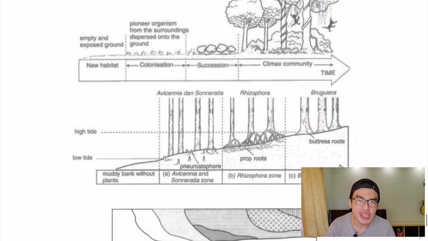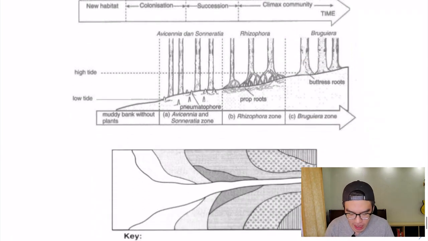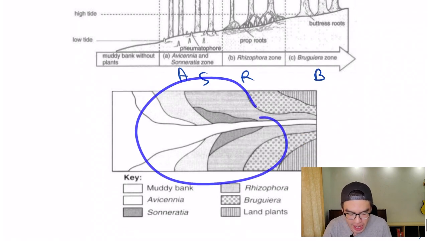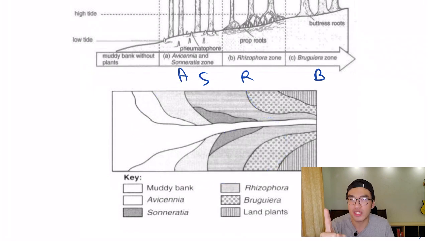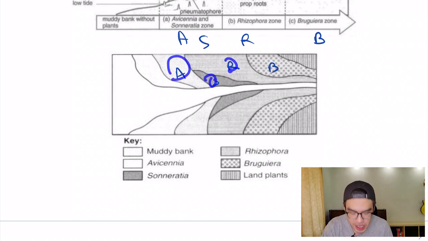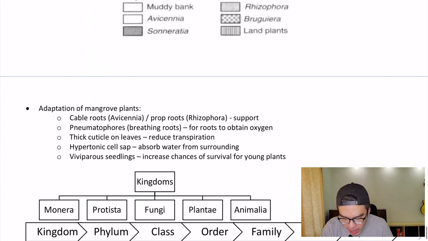Pay particular attention to your mangrove swamp. You have your pioneer species, we call it Avicennia and Sonneratia. Then you have the next succession, we call it Rhizophora. And then the next succession again, we call it Bruguiera. The quick way to memorize this is ASRB. Make sure you know which area they are at. This question is very common in objective. 3 marks for you here, so make sure you know where they are. Muddy bank, no plants here. Avicennia is here, Sonneratia is here, Rhizophora is here, and Bruguiera is here. As you can see, ASRB. Simple stuff.